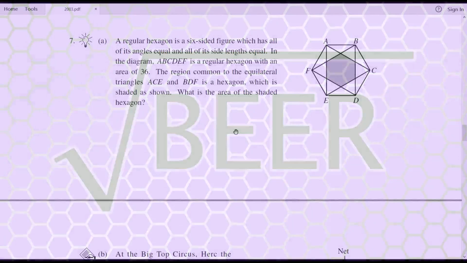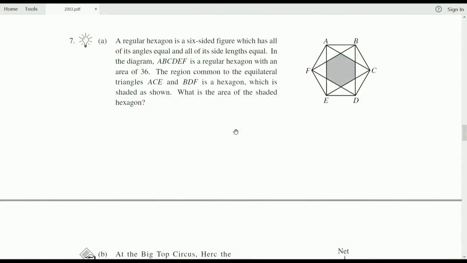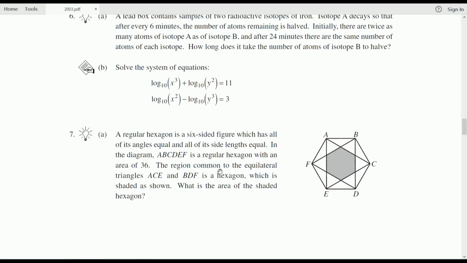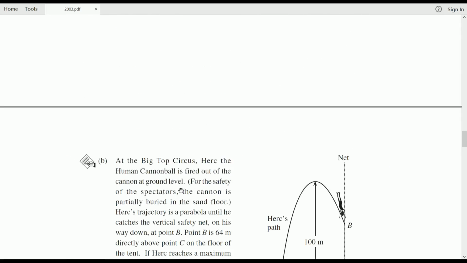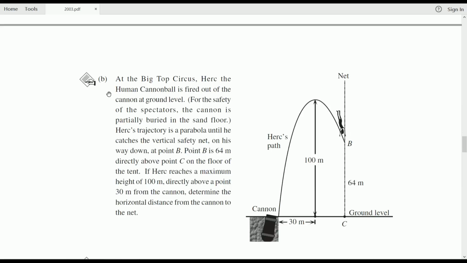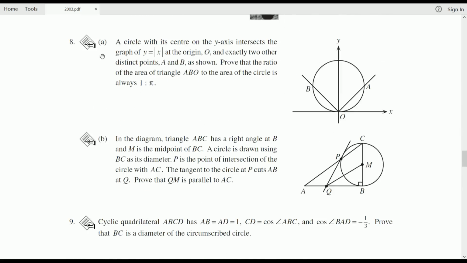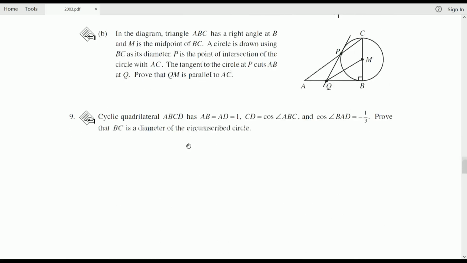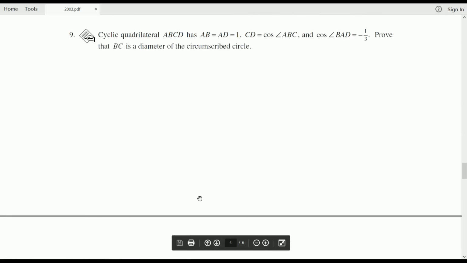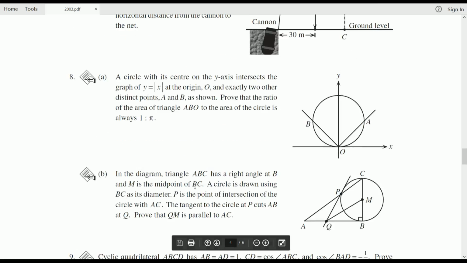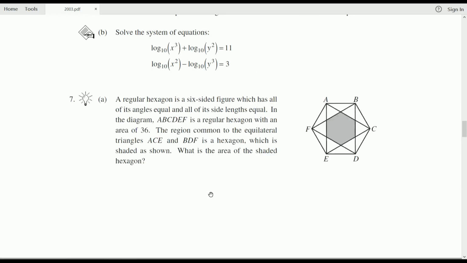Root Beer here with question number 7 on the 2003 Euclid competition. Question 7 is the last of the two-parters that has a light bulb and then a written answer. We can see 8 has 2 written answers, 9 is just a straight written answer, and 10 is a written answer with 3 parts. As you'll often find with 10s, 3 or 4 parts on a 10 is standard nowadays. But we're talking about question 7, that's all we're concerned with right now.